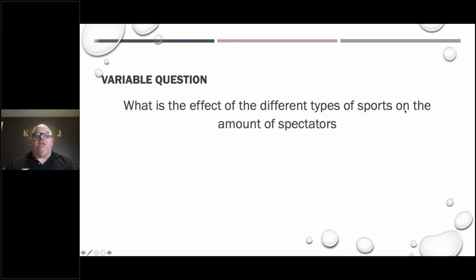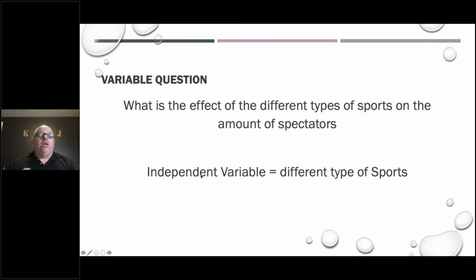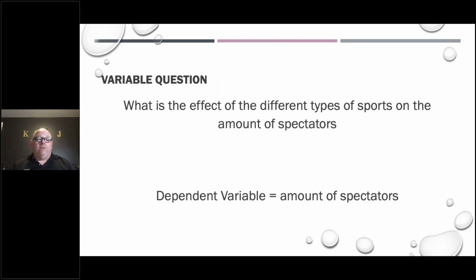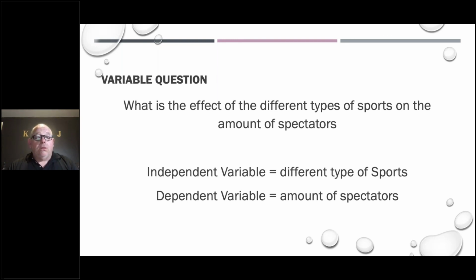What is the effect of the different types of sport on spectators? Here, the independent variable is the different types of sports, okay? The dependent variable is the amount of spectators, because the independent variable would then affect the dependent variable. I didn't know all this fancy stuff. I put all this fancy stuff in here.